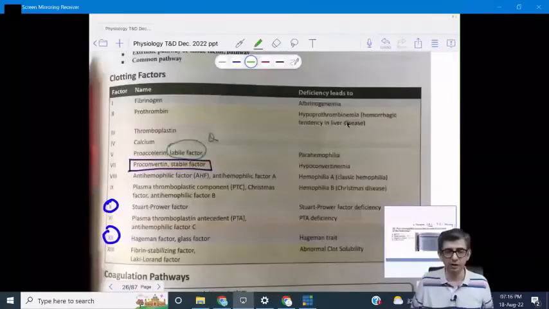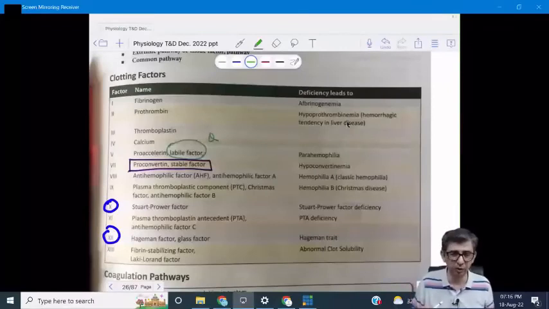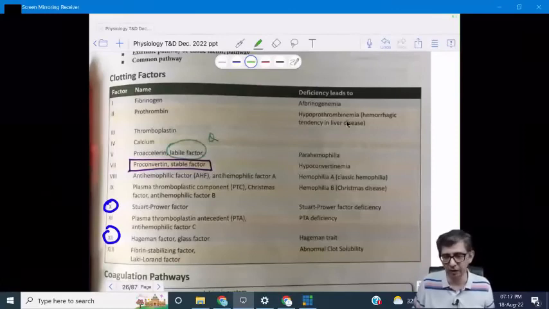Try to write them down. I mean, 1, 2, 3, 4 में तो कोई issue होगा भी नहीं, and it's unlikely that he'll ask about 1, 2, 3, 4. Mostly the issue will start from like 5, or then again 8 or 9 are easy. You know, AHF 1 and AHF 2. So that AHF A or AHF B. So it's mainly like Stewart-Prower or Hageman factor or Laki-Lorand that can be asked.